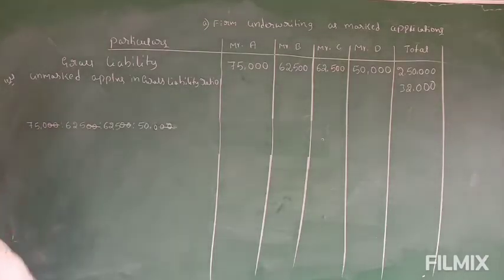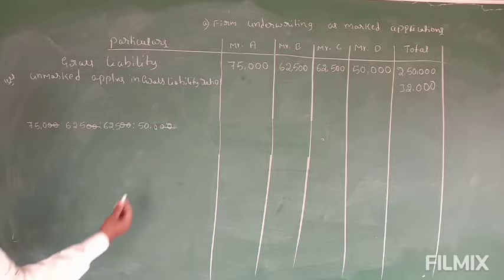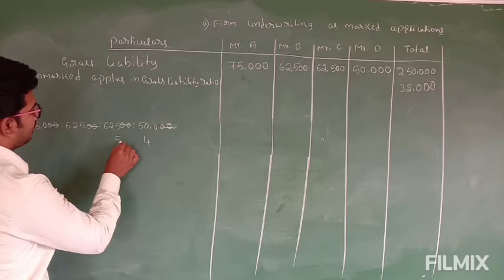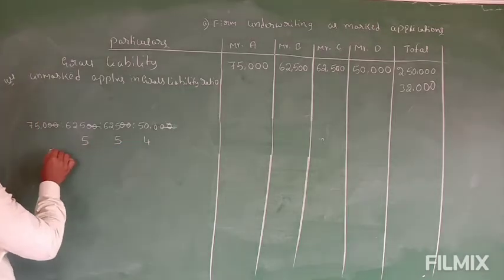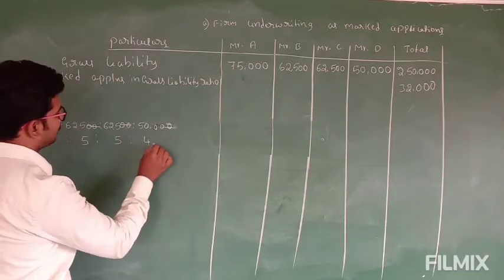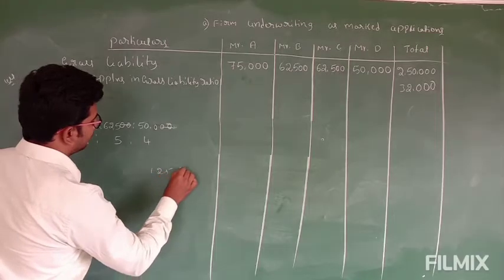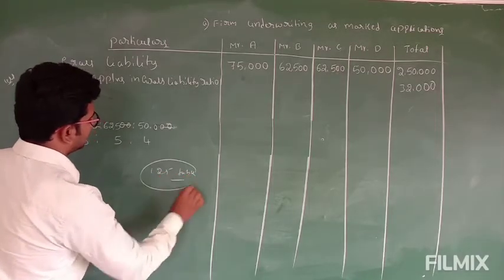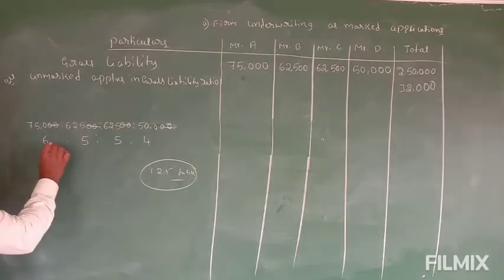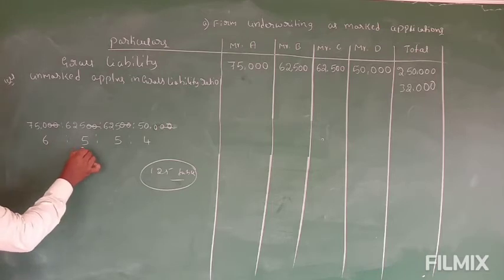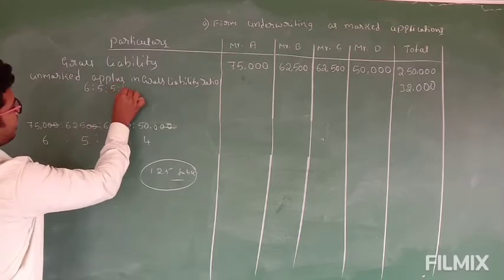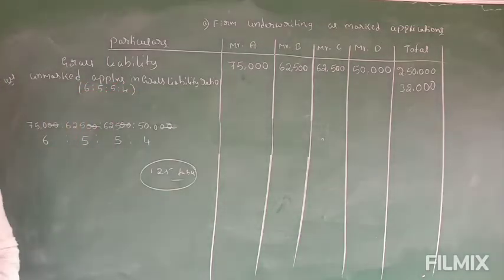So which table is suitable here? Numeric table is not worked out. Take 125. So 125 4s are 125, 5s are 125, 5s are 125, and 6s are 125. So 6 is to 5 is to 5 is to 4. So take the 125 table to simplify it, or else you can take 5 also to simplify it lightly. Directly take. So gross liability ratio here is 6 is to 5 is to 5 is to 4.